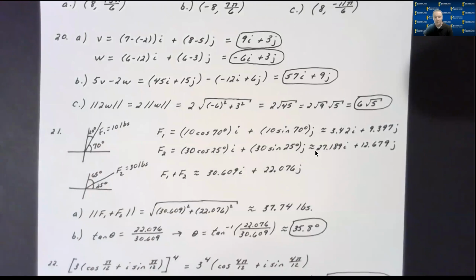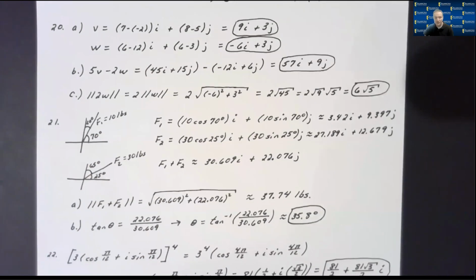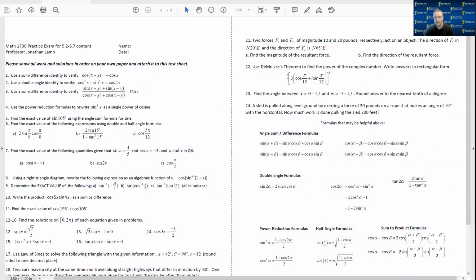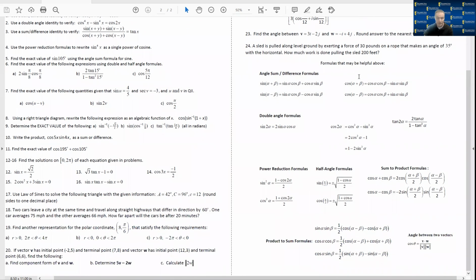Okay, for our next problem, we're moving away from vectors and moving towards complex numbers. In 22, I'm asking you to use De Moivre's theorem to find the power of a complex number. I've decided I'm not going to ask you to use De Moivre's theorem to find roots of complex numbers. It'll just be the powers. Since the formula for powers is so easy, I'm not putting that formula on the test.